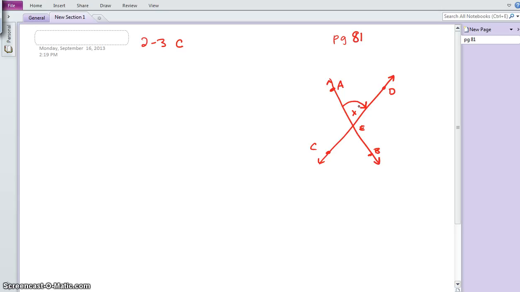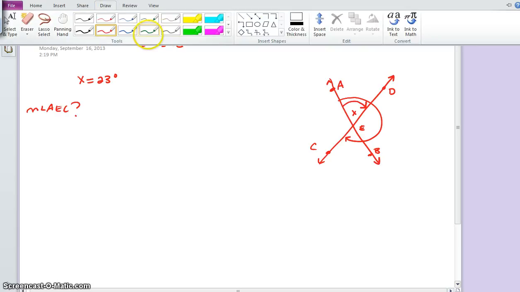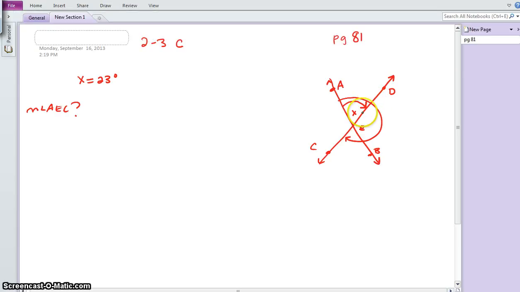You're asked to consider this diagram, which shows line AB and line CD intersecting at E, and we're told that x equals 23. Find the measure of angle AEC, the measure of angle DEB, and the measure of angle CEB.